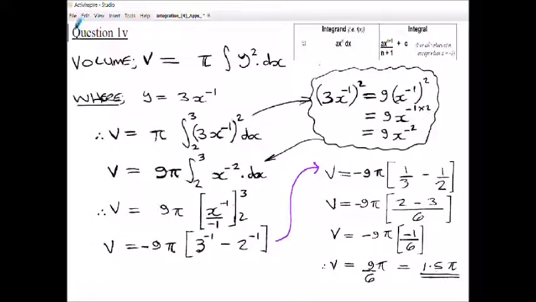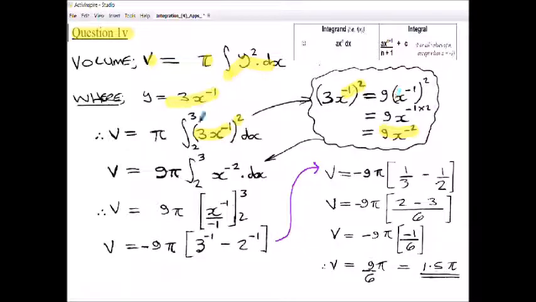Question 1v continued here. Our volume formula is pi times the integral of y squared dx. In this particular case we've got y is equal to 3x to the minus 1. Again, don't forget, because the basic formula is y squared, the first thing we have to do is square the y term, which is 3x to the minus 1 here. So 3x to the minus 1 squared requires the third law of indices. If you go back to your indices, we'll find that gives us 9x to the minus 2. Let you think that through: the 3 squared is 9, and then the x to the minus 1 all squared, from the third law, will give you x to the minus 2.